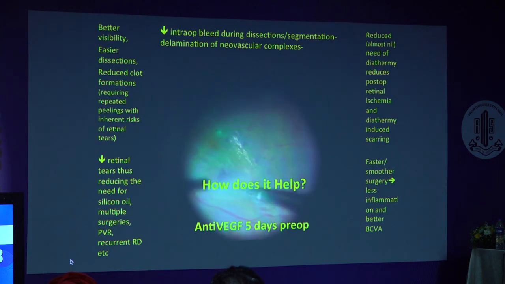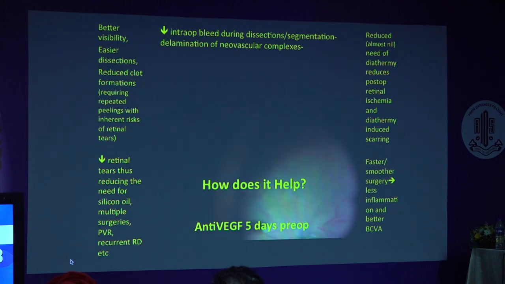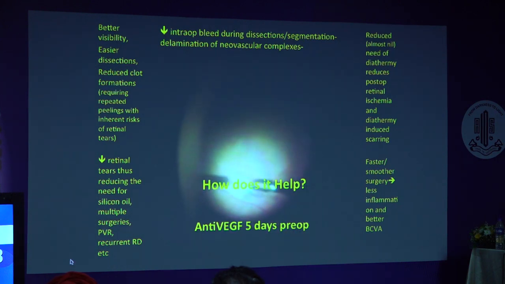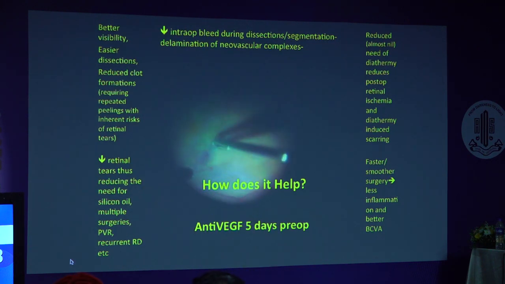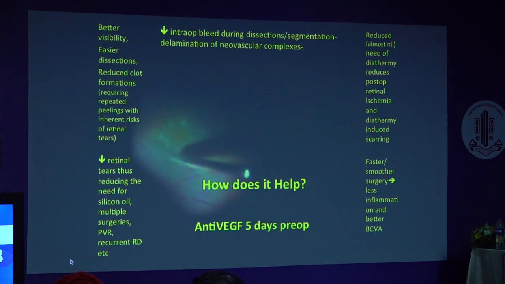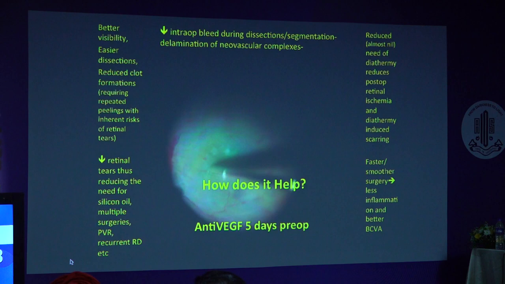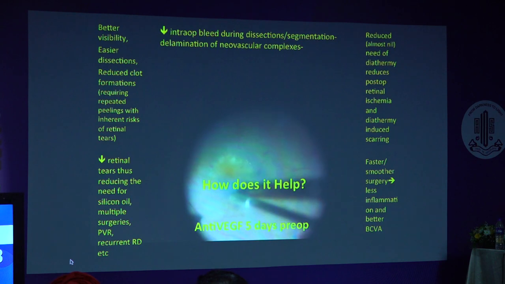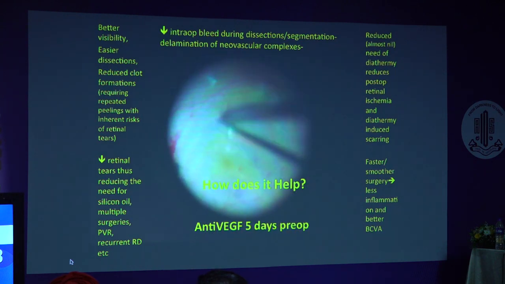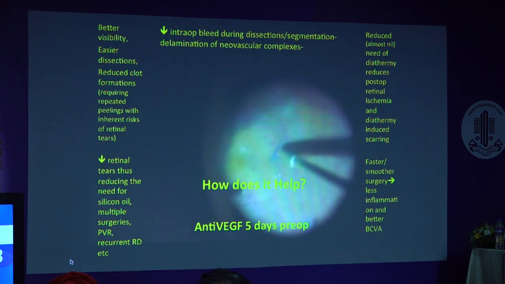ILM peeling helps us to dissect the NVCs where the plane of dissection is difficult to find. We can see this NVC was left behind, but with ILM peeling it has been isolated. We also advocate ILM peeling in cases of NVCs which are within or near the arcades, as first it helps reduce traction on the macula and it also prevents development of future ERMs.